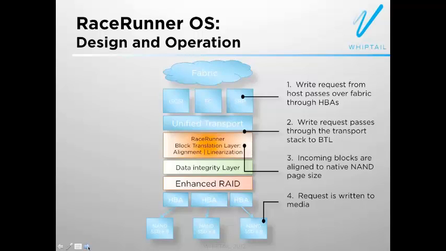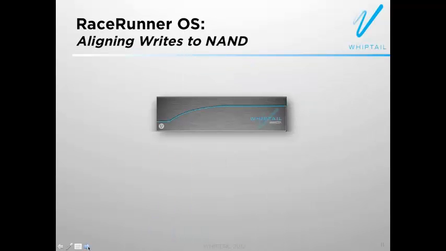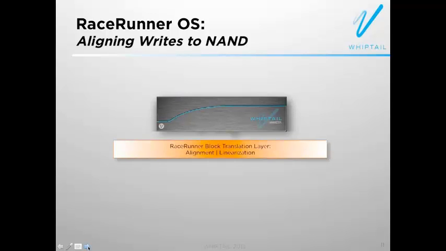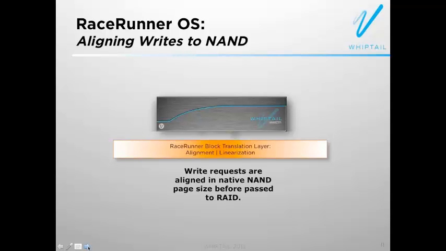So we've talked about how RaceRunner actually works from a conceptual level, but this is what it really kind of looks like from a process perspective. As all of these incoming write requests come into the array, RaceRunner is going to pick those up, and it's going to say, okay, based on all of the writes that I've got coming in, I'm going to align them to that native NAND page size, the 2 meg block or the 128K block or whatever it is for that individual drive. And oh, by the way, that's actually a configurable parameter for us.